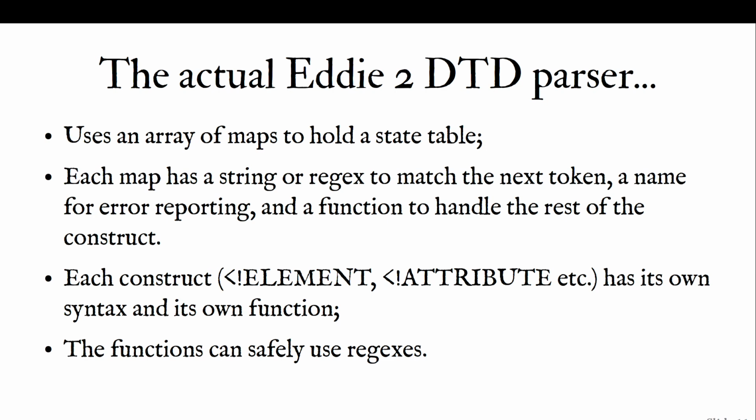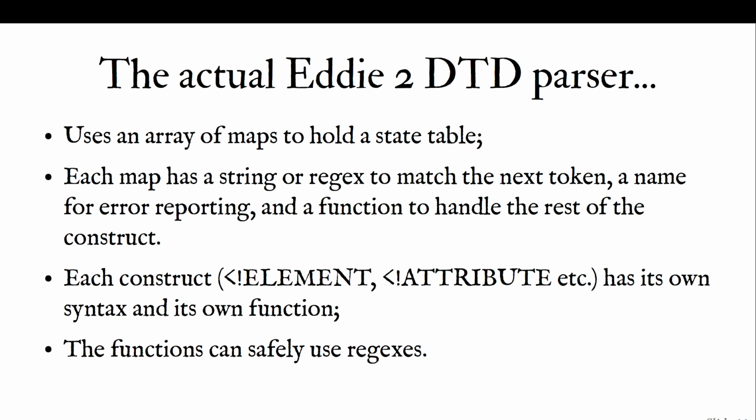The actual EDI2 DTD parser on slide 11 uses an array of maps to hold a state table. Could actually be a sequence, it doesn't really matter. Except that by using an array I can use the same data structure recursively further down, because a map can contain an array as a value. So each of those maps in that array has a string or regex to match the next token. It has a name for error reporting and a function to handle the rest of the construct.